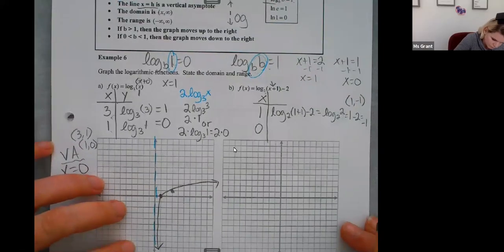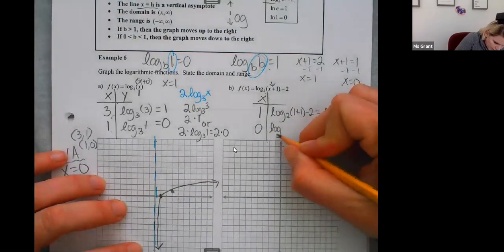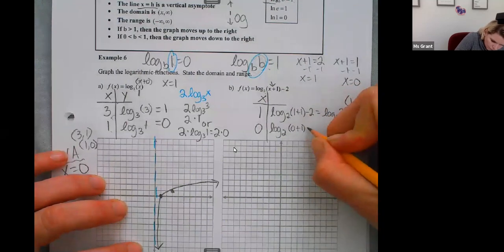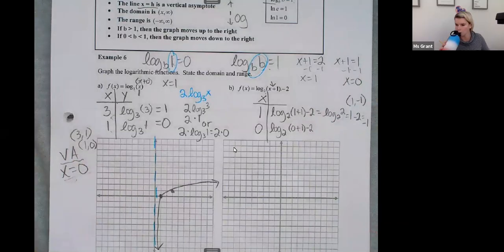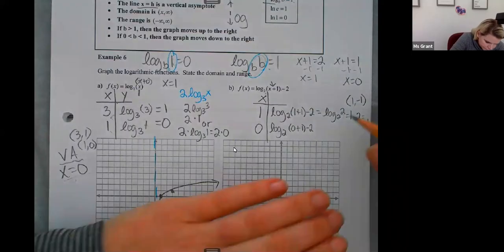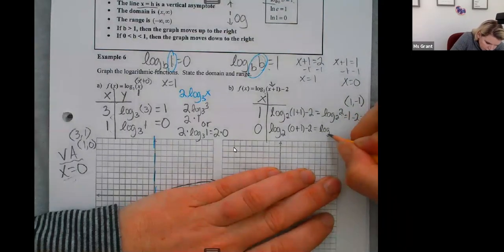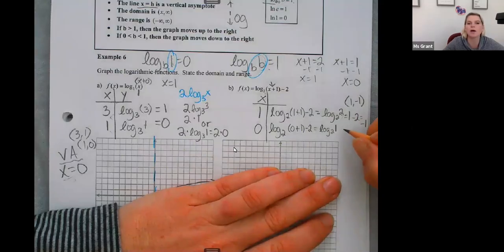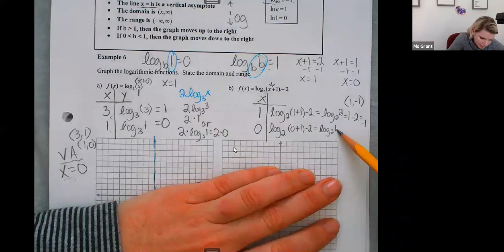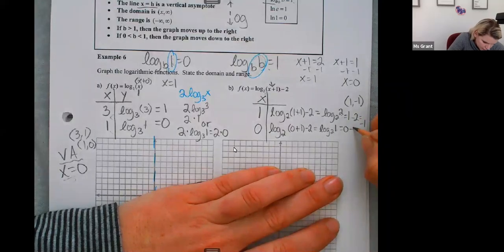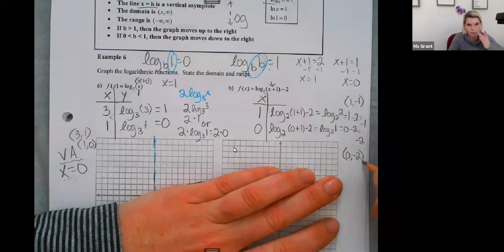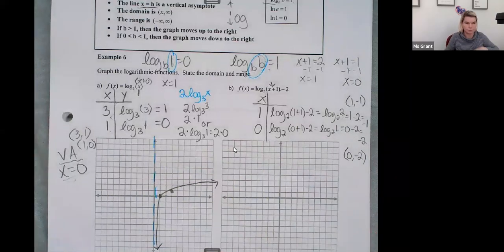Next, log base 2, 0 plus 1 minus 2. Log base 2 of 1, which we know, log of any base of 1 is 0. 0 minus 2 is negative 2. So I got 0 and negative 2.